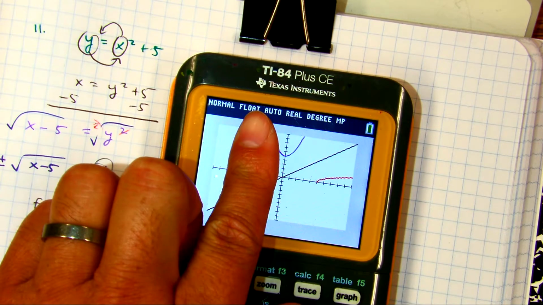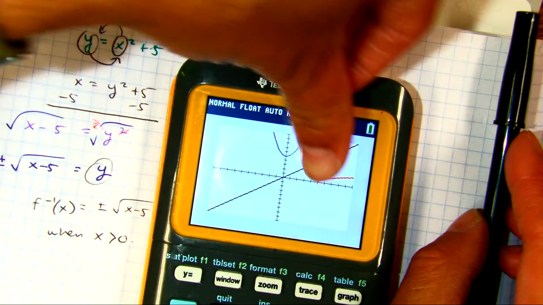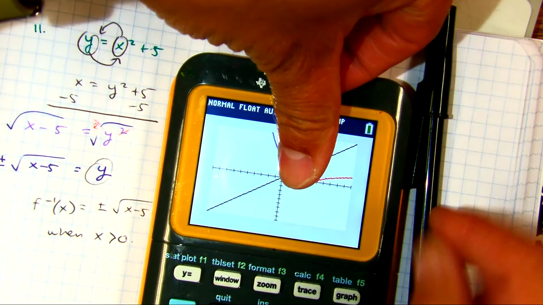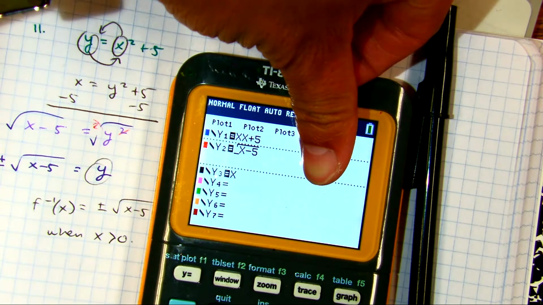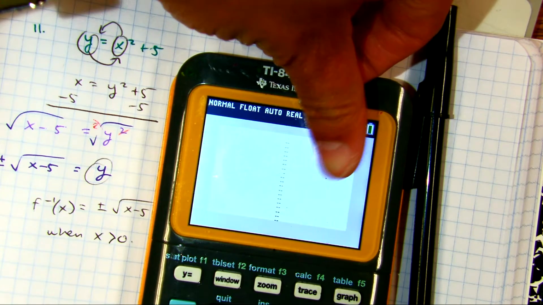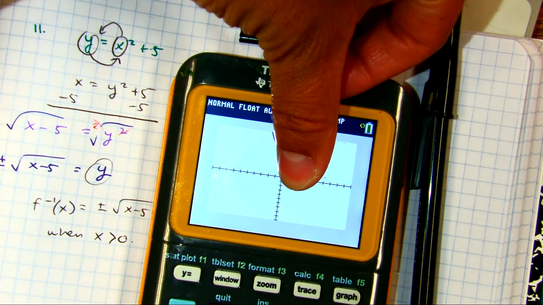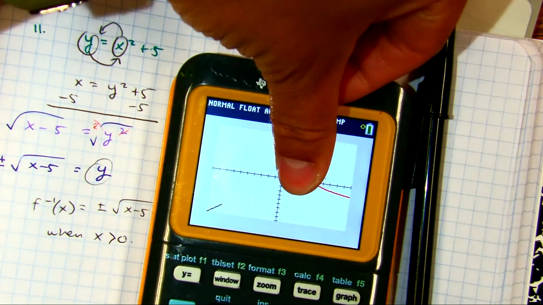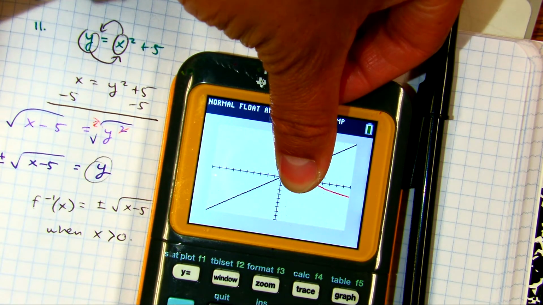Are you following? If I did it the other way, let's just say I restricted x is less than 0, then when I graphed this one, so I'm putting my finger over it, you don't see it. The reflection is that way. Does that make sense? So that's why we have to put that restriction there.